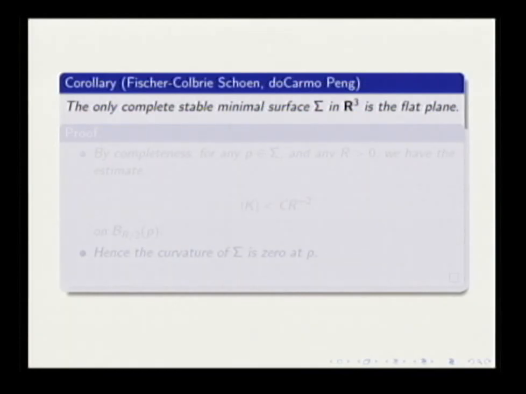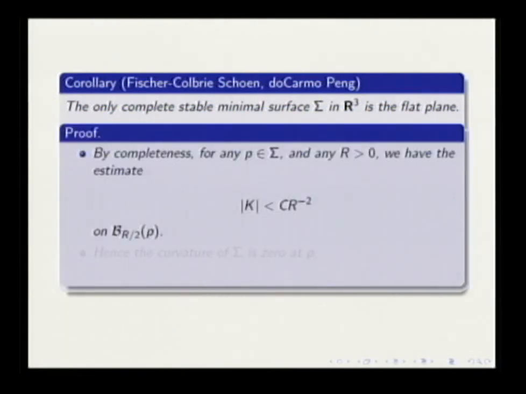So you can prove things with that, and it's a famous theorem, independently proved by Fischer-Colbrie and Schoen, and do Carmo and Peng: the only complete stable minimal surface in R3 is a flat plane. Well, by complete, you can get a ball of any radius R that doesn't hit the boundary. The boundary is at infinity. There is no boundary. So you have this estimate for every R on the balls of radius R over 2. And so making R go to infinity says the curvature is 0 everywhere, and that implies it's a flat plane. So that's just a bit of a warm-up.